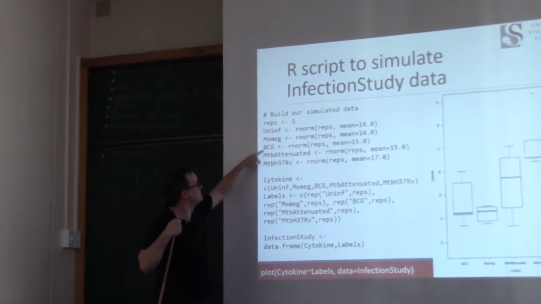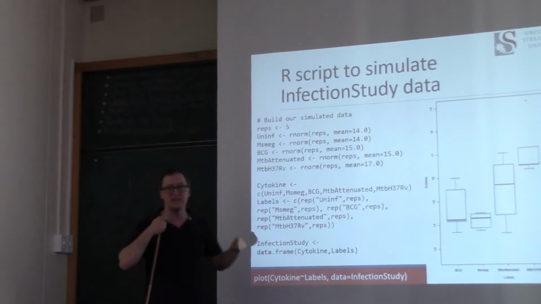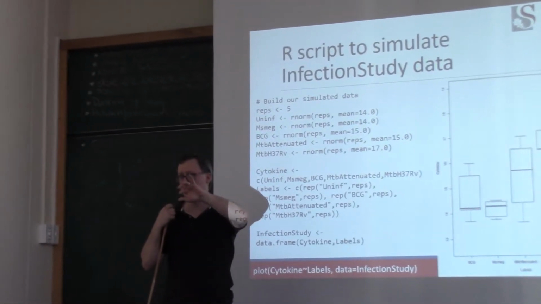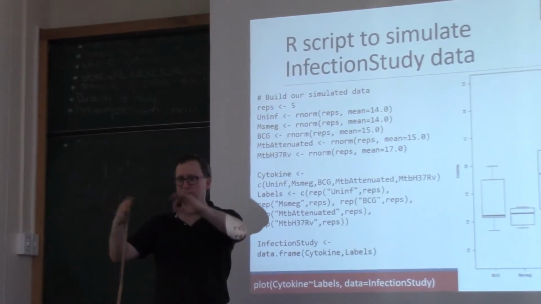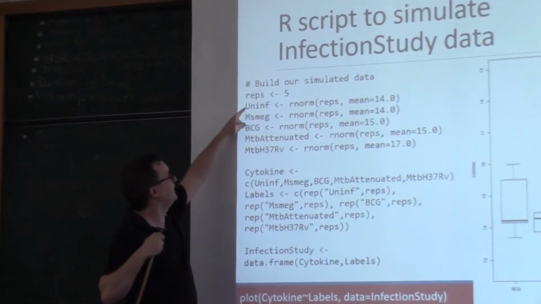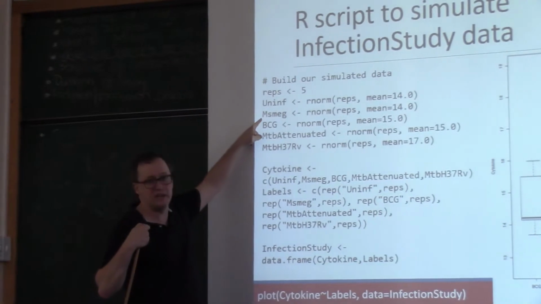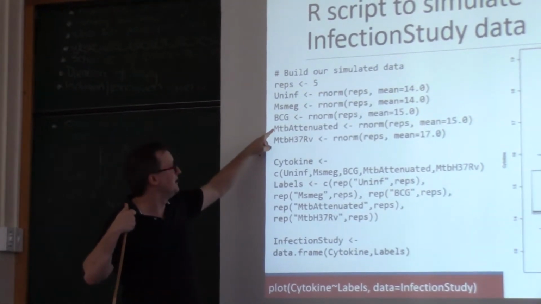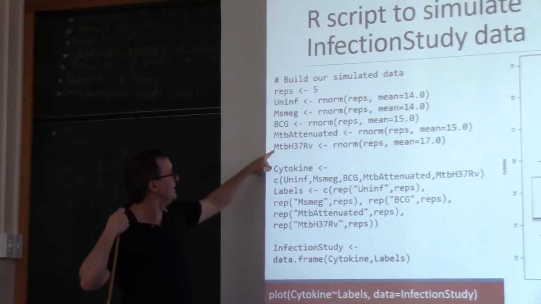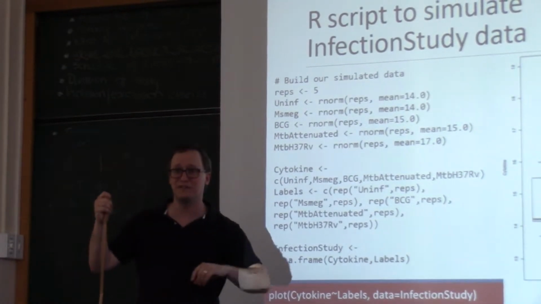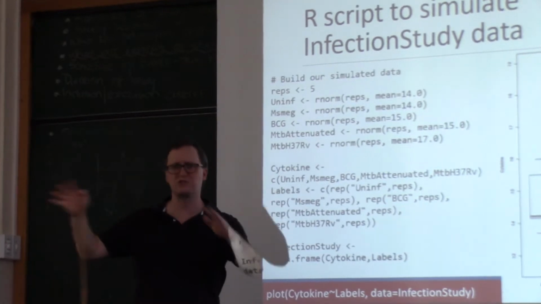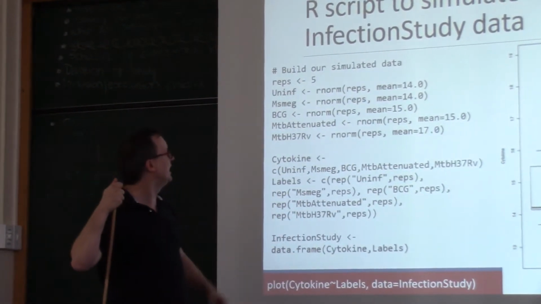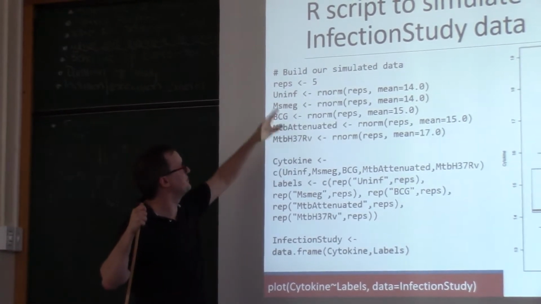I'm going to use this model where we have 5 different infection states. So 1 factor in 5 levels. Does that term make sense for everyone? 1 factor in 5 levels. So the uninfected, the M. smegmatis infected, the BCG infected, the MTB attenuated infected, and the MTB H37Rv infected. Do those terms ring a bell for anybody? Yeah, these are different mycobacterial, tuberculosis cluster species.